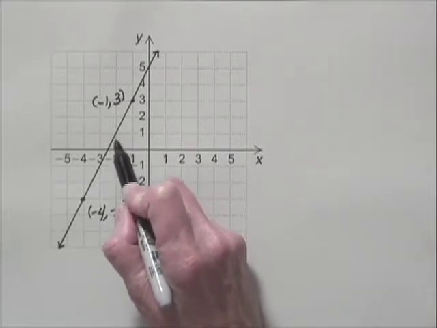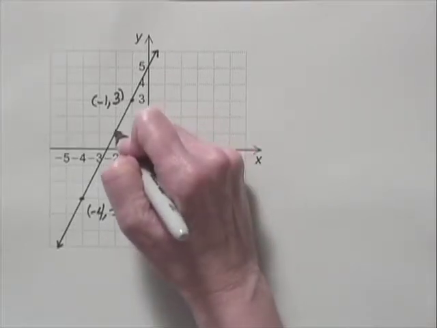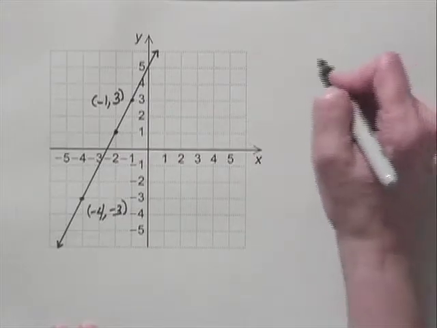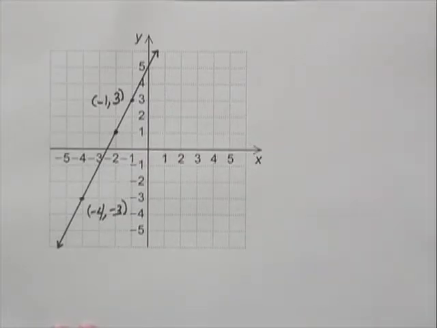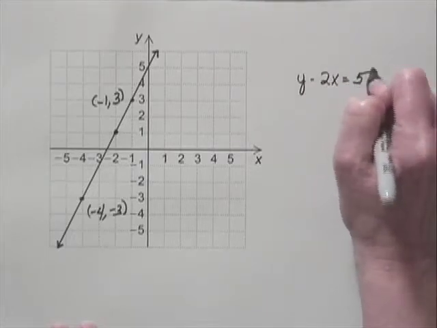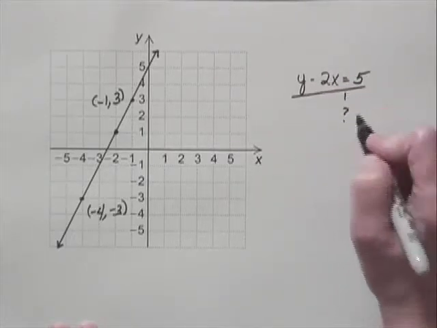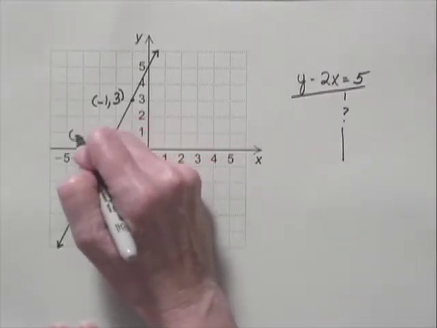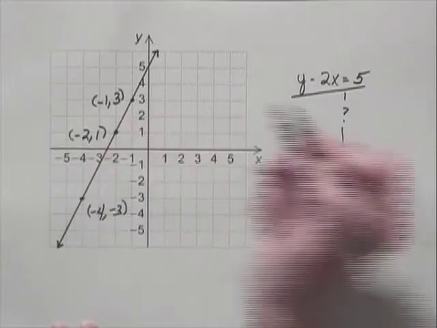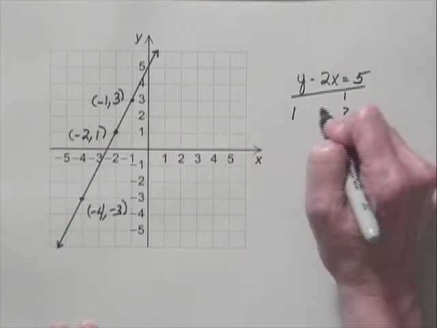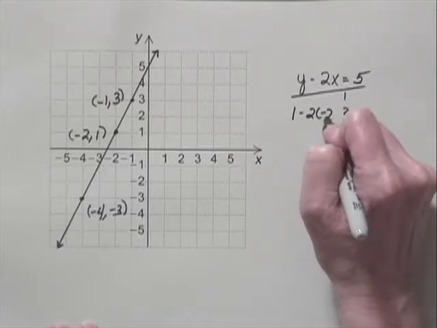Now we're asked to find another point that lies on the line, and it looks like to me that (-2, 1) is a point on the line right here. And let's see if it is indeed a solution of that equation. We have y minus 2x equals 5. So I'll substitute, this is the point I'm checking, (-2, 1). I'll substitute 1 for y and -2 for x.